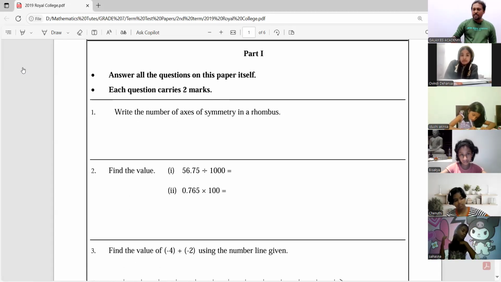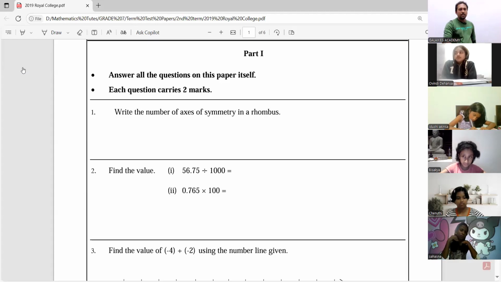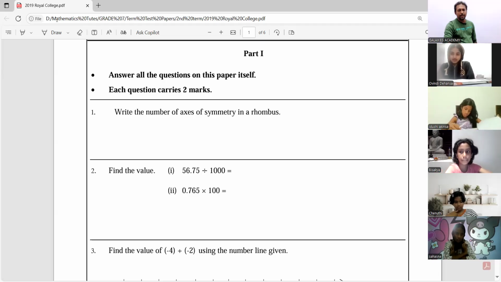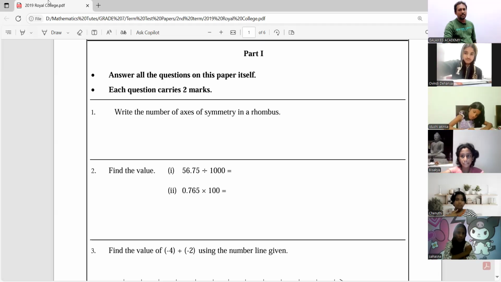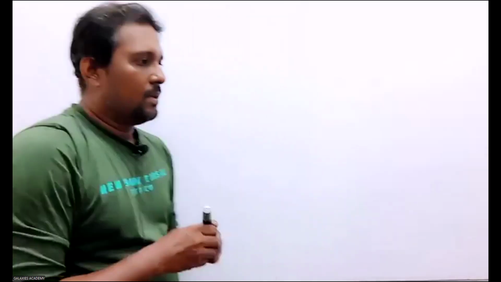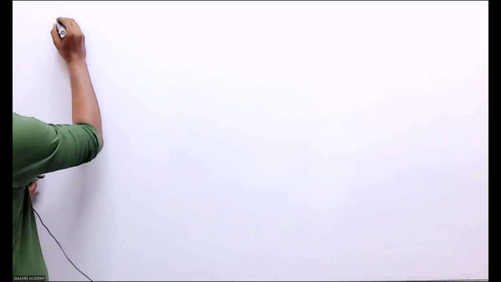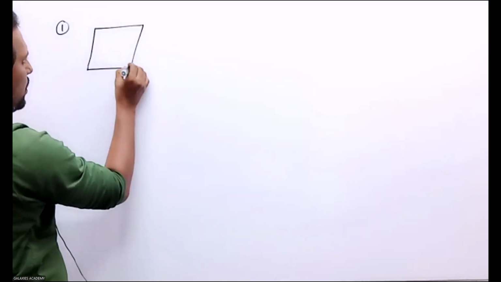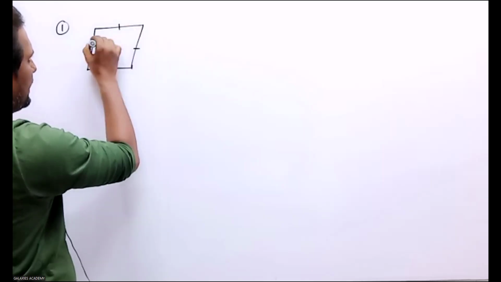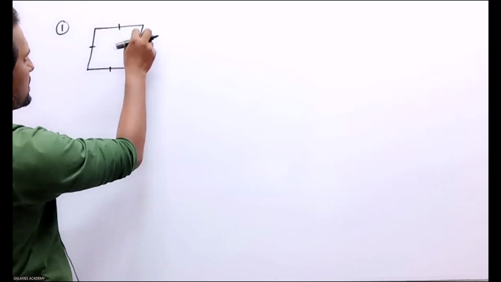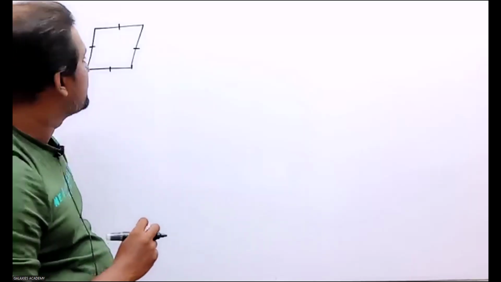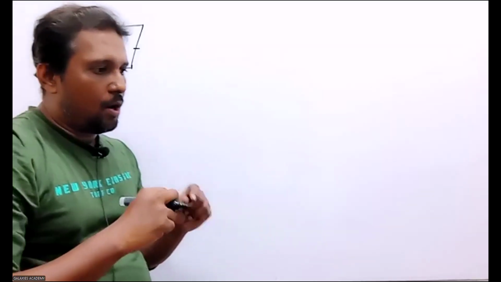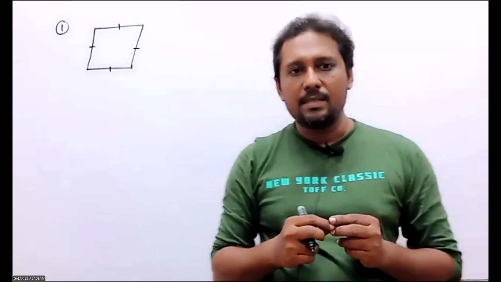The first question given: write the number of axes of symmetry in a rhombus. Do you remember the rhombus? It is the quadrilateral type. A rhombus is like this shape. All sides are equal in length, but these angles are not right angles. Then how many symmetrical axes?